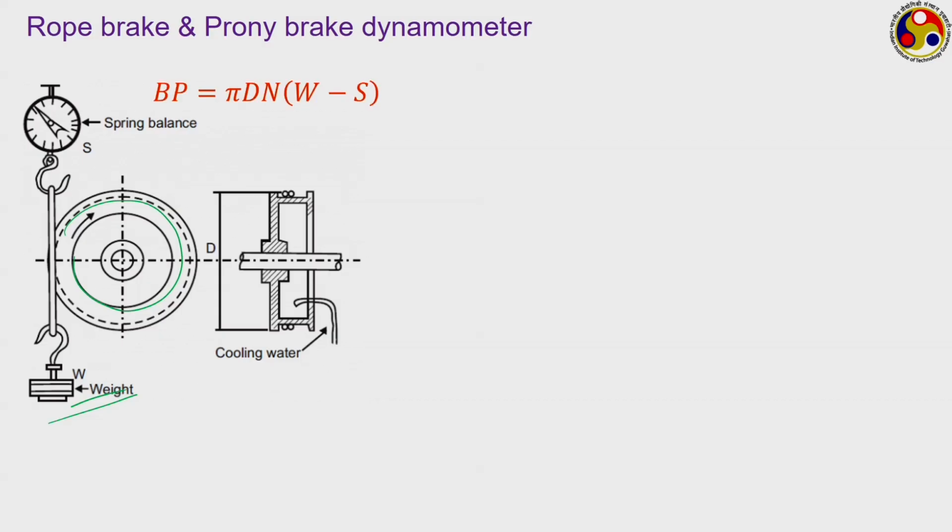and the corresponding brake power can be related to this particular formula: pi d n (W minus S) by 60, or I should say it should be n by 60, because capital N generally refers to RPM. So, n by 60 refers to RPS, revolutions per unit second. So, pi d n gives you the distance travelled, and W is the corresponding counterweight, S is the value on the spring balance, and their difference multiplied by pi d n by 60 gives the brake power. This is a very simple way of torque measurement.